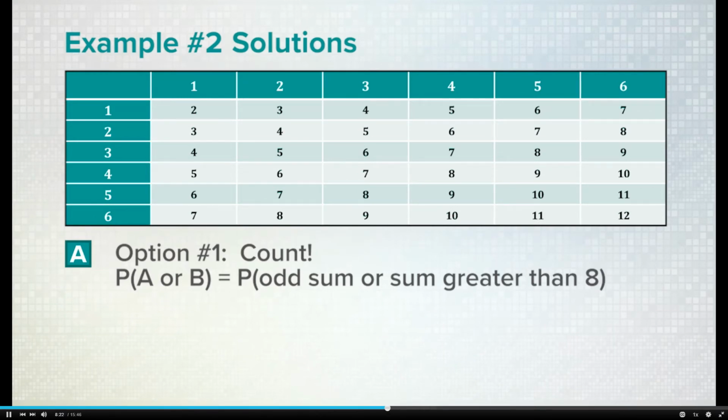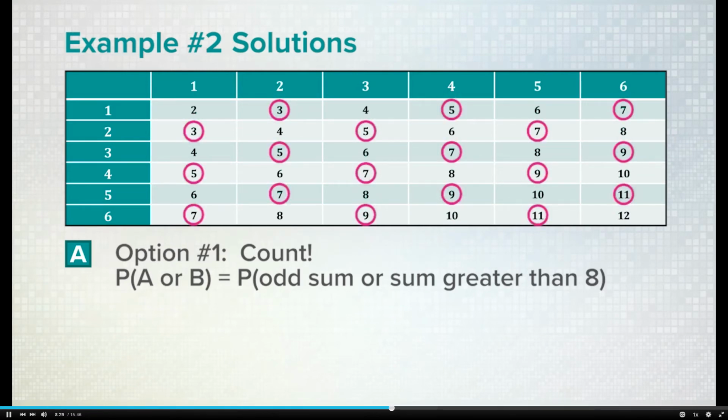Well, I'll look for all of my odd sums, in other words, all 3s, 5s, 7s, 9s, and 11s. Now I also want all of the sums greater than 8. Well, that's adding in the 10s and the 12s. If I count up all the numbers that I notated, there's 22 of them. Therefore, the probability of getting a sum that is odd or greater than 8 is 22 out of 36.